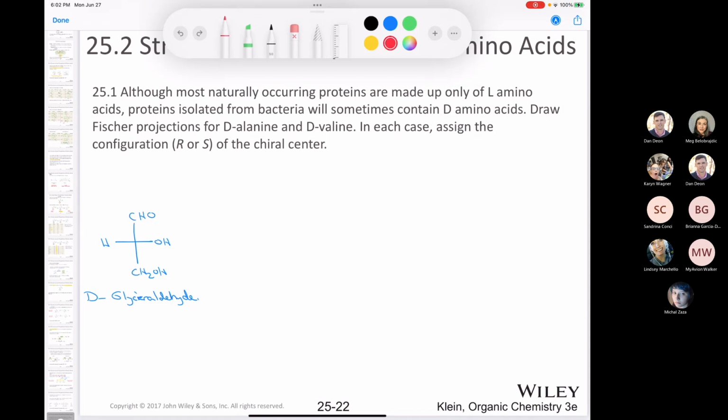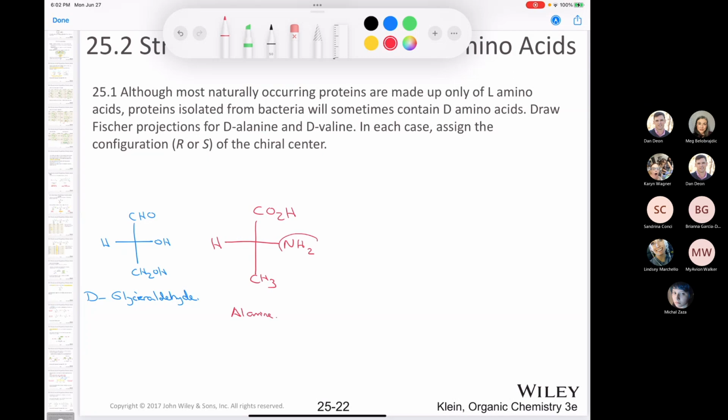So we have our most oxidized carbon at the top, CO2H. We have this line going down here. We have a line going like this. And since we have D-glyceraldehyde, we're going to put our amino group over here, NH2. Then we're going to put our hydrogen down here, and our R group is going to go down here. So our R group in alanine is a methyl group. So this is alanine.